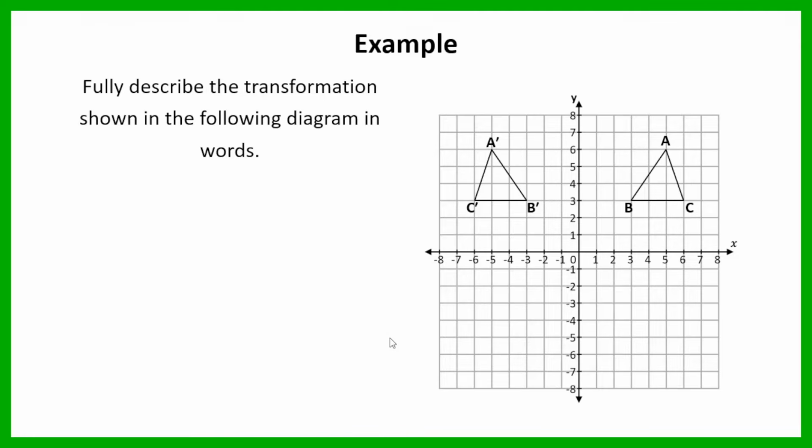In this particular example, the type of transformation, if you look at it, you can see that this shape and that shape are flipped over. They're not the same orientation as each other. Over here, the C is on the left, and here the C is on the right. Over here, the B is on the right, and the C is on the left of the shape. So it's not just a shape that has been moved, which means it's not a translation transformation.